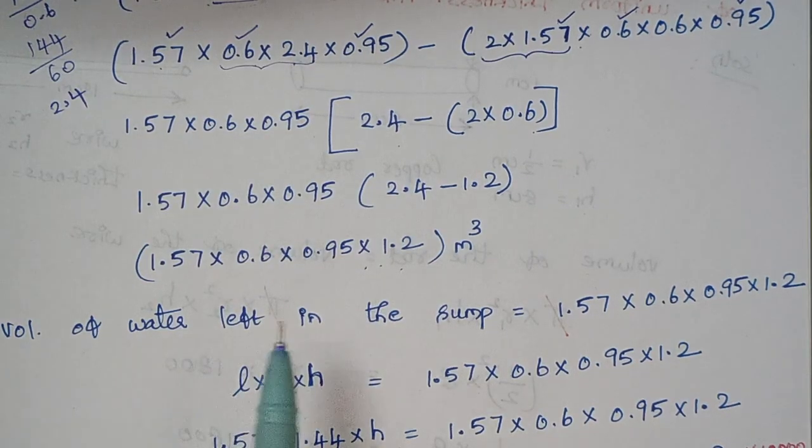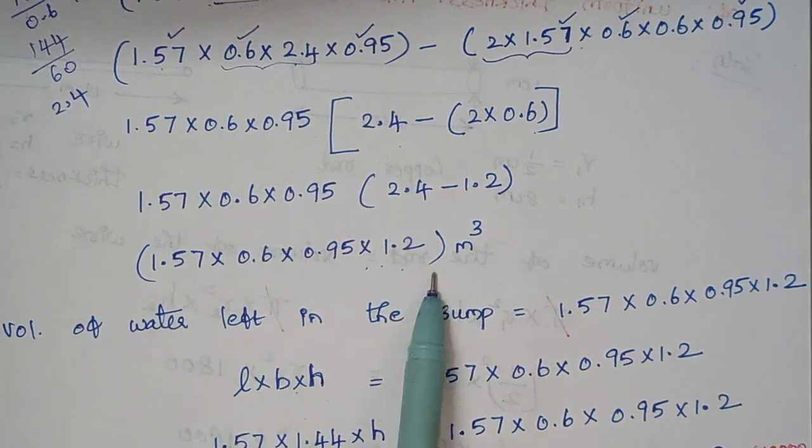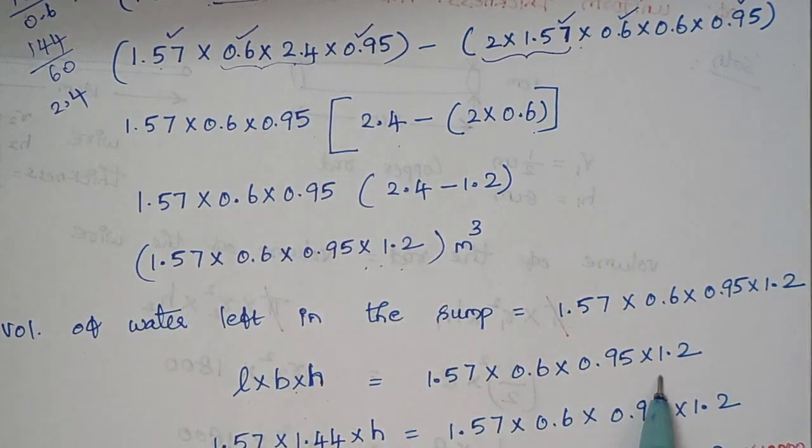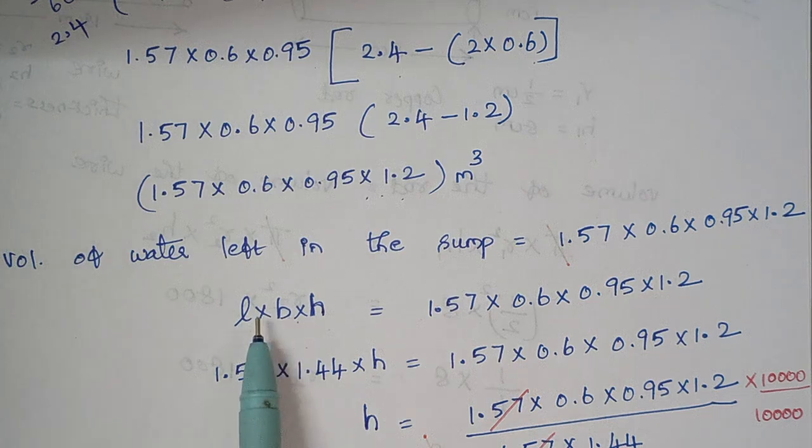So this volume of the water is given by L into B into H, which is equal to this term, these numbers. So just write it as such. Now I need to find the height, because the water level is the only thing that goes up and down. So here you see what is the length and breadth of the cuboid.